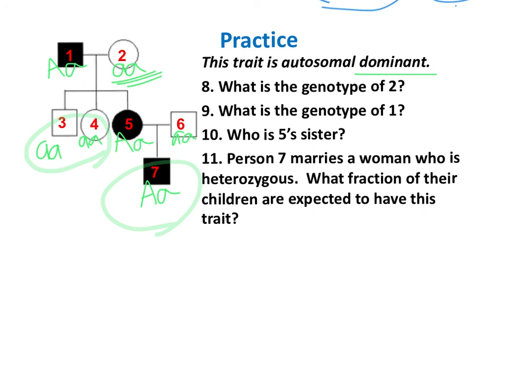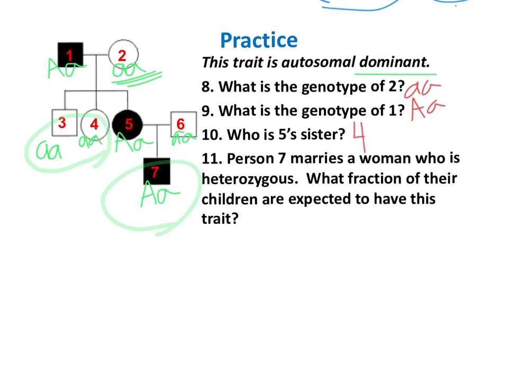So to conclude, I'll answer the questions. Number 8, the genotype of 2 is little a, little a. The genotype of 1, big A, little a. I find it easier to label my pedigree and then go answer the questions rather than trying to figure out things simultaneously. Number 10, who is 5's sister? The females are circles, so therefore the answer is 4.